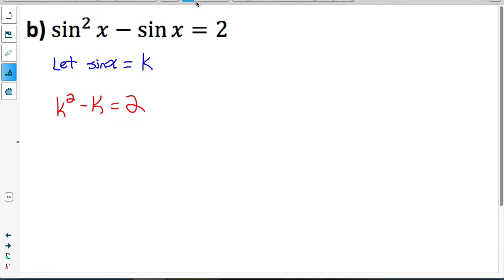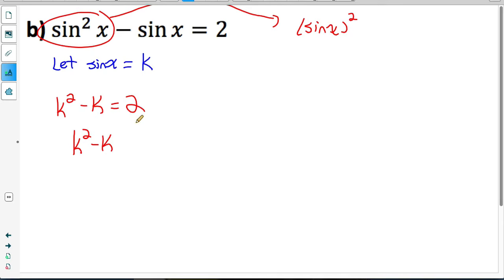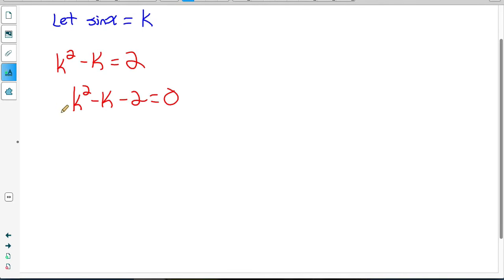Right, sine squared of x, make sure you understand that this really just means sine of x, squared. That's what it means. So when I replace each sine of x with a k, this changes to k squared minus k equals 2. And then this equation that we've created down here, k squared minus k equals 2, well, that's easy to solve. This is a grade 10 type of equation. Just set it to 0, so move that 2 over. And now it's a quadratic set to 0, so we try and factor it, and if it wasn't factorable, we'd use the quadratic formula. But let's try and factor this.